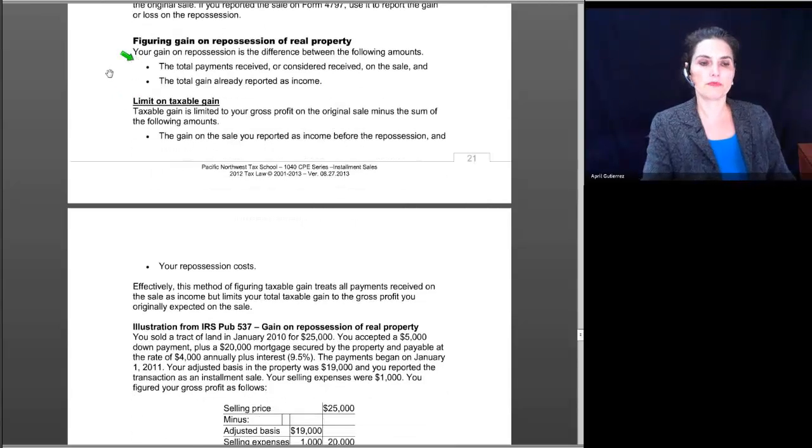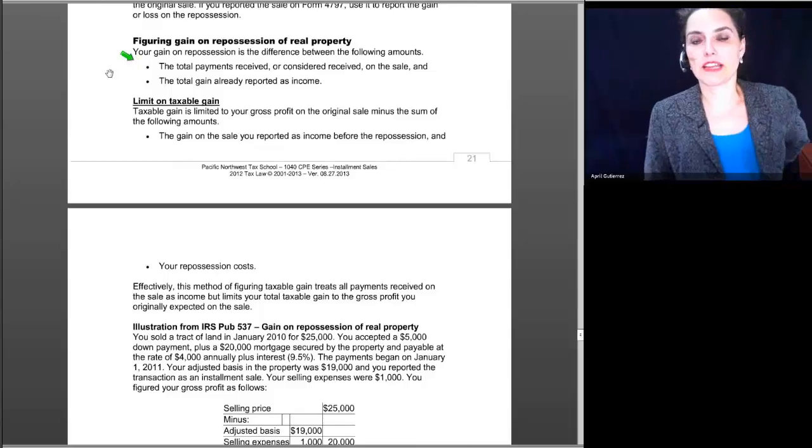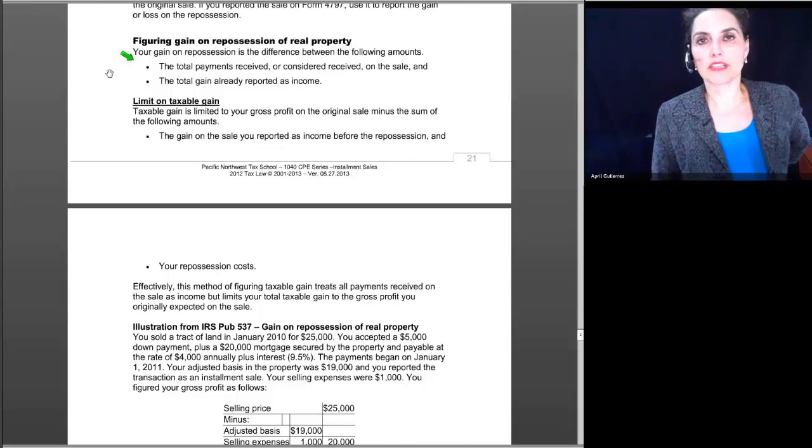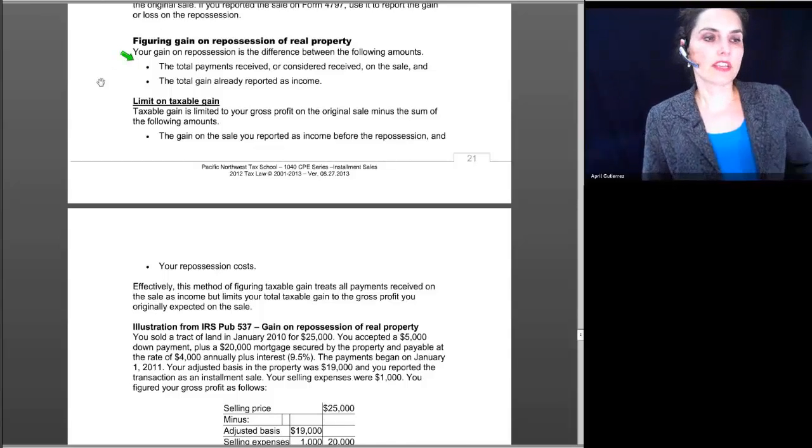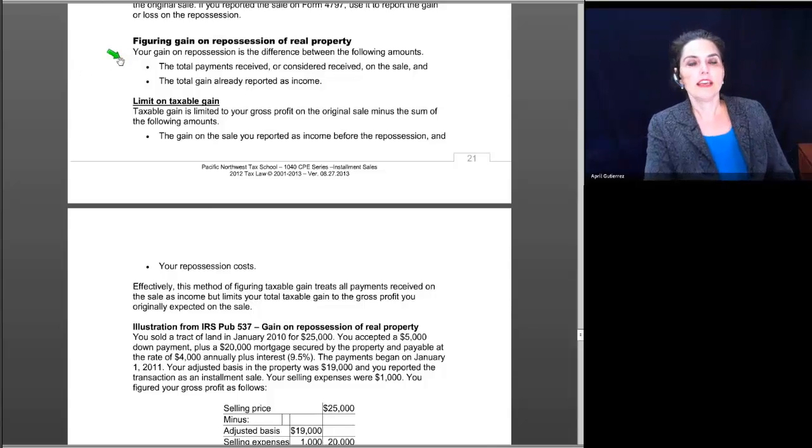So I'm going to go through, just because of time, I can't really spend a lot of time on repossession, so I decided to go for the most likely type of repossession, which is going to be a repossession of real property. And the formula for the repossession of real property is different than for personal property. So if you end up in a situation where you have to figure an installment sale recapture for sale of personal property, you want to go to the instructions and follow those rather than what my manual is showing you. So in the manual here, I'm showing you the repossession of real property.